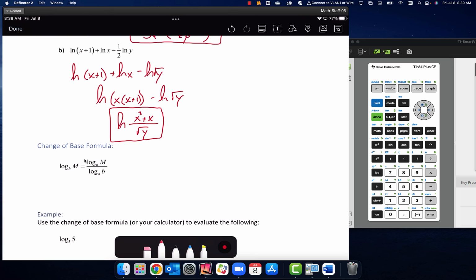Next we have the change of base formula. Log base b of m equals log base a, notice that's a new base, of m, divided by log base a, the new base, of the original base. This formula will be helpful when we're solving equations later.